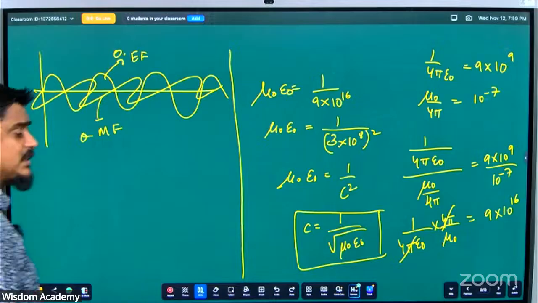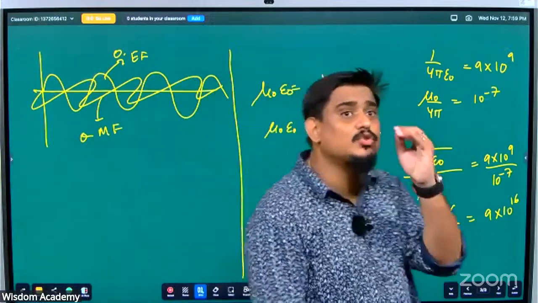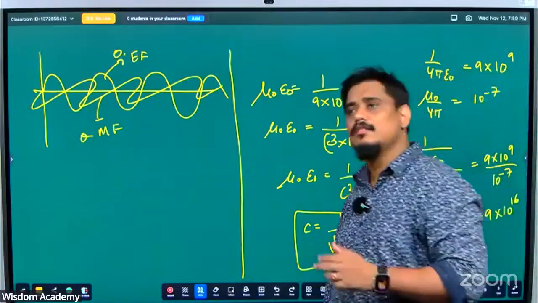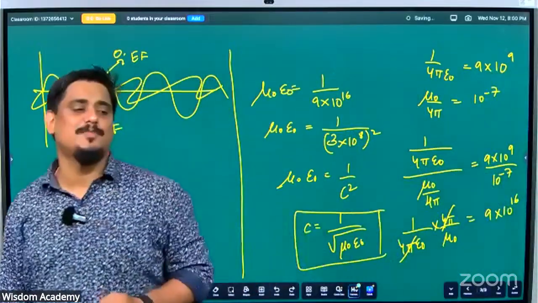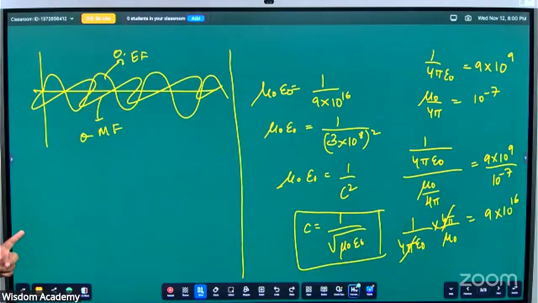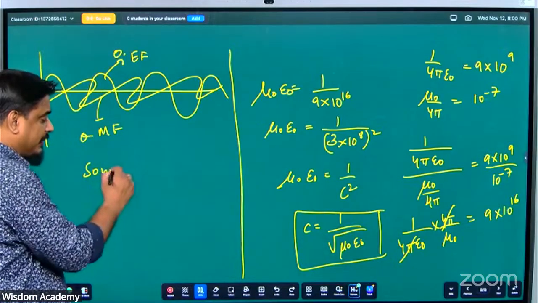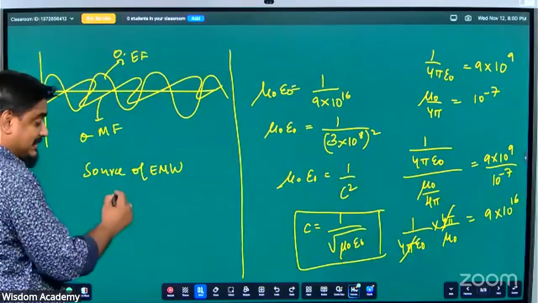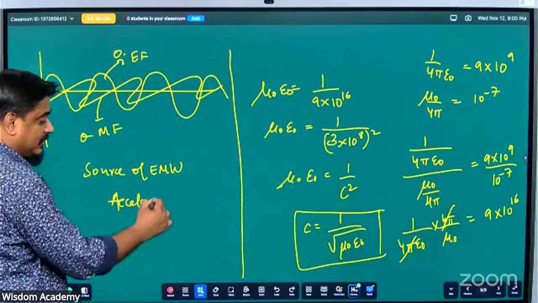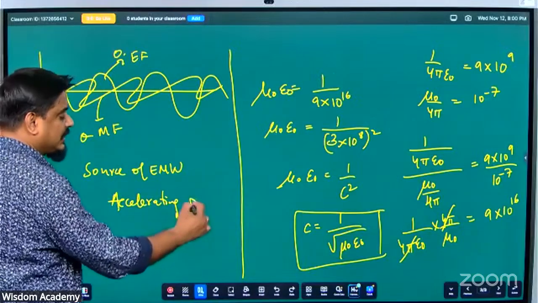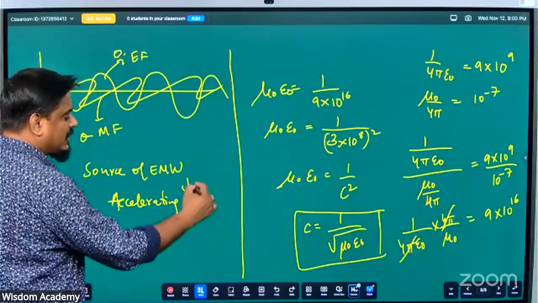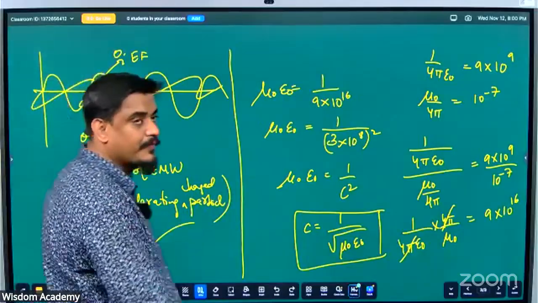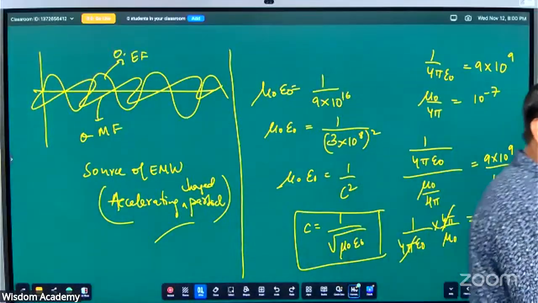One more question that comes in the board examination: what is the source of electromagnetic wave? What is the answer? We should say accelerating charged particle. Remember the answer? The source of electromagnetic wave is accelerating charged particle. These things are direct questions here. Direct question comes from here. So please remember these things.